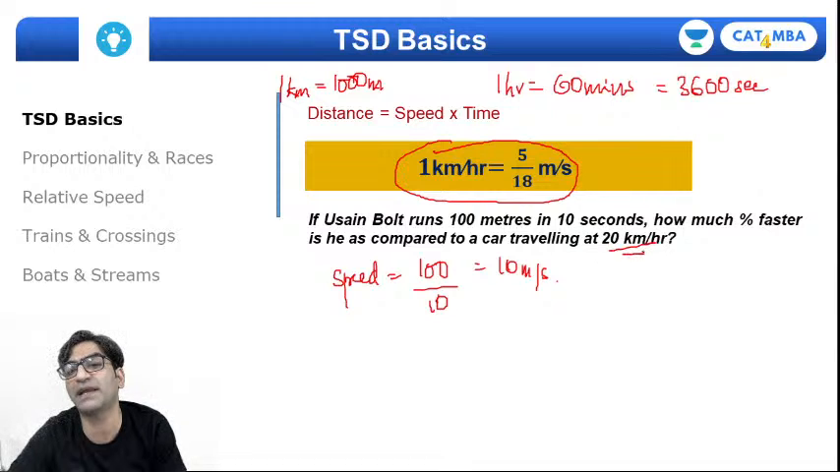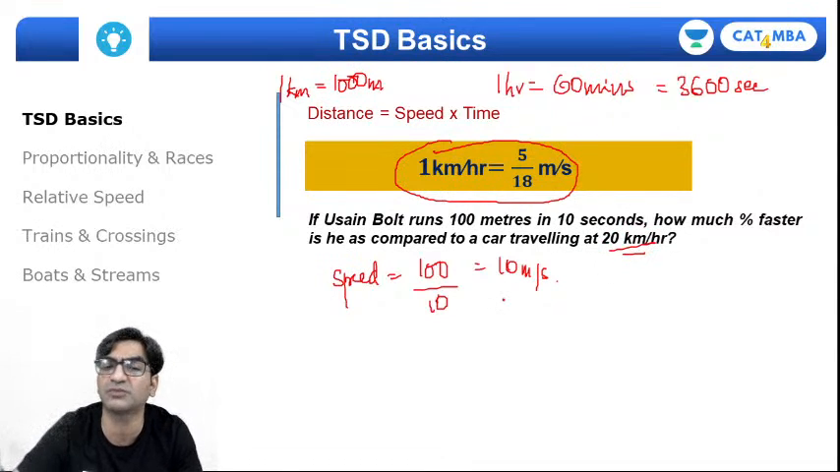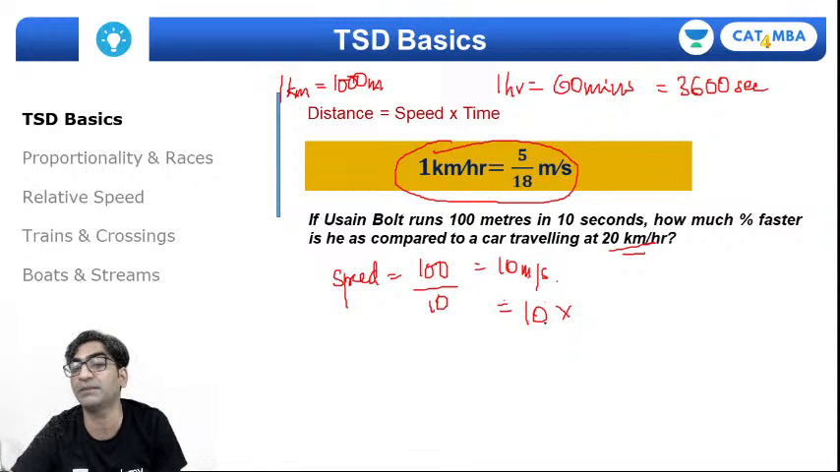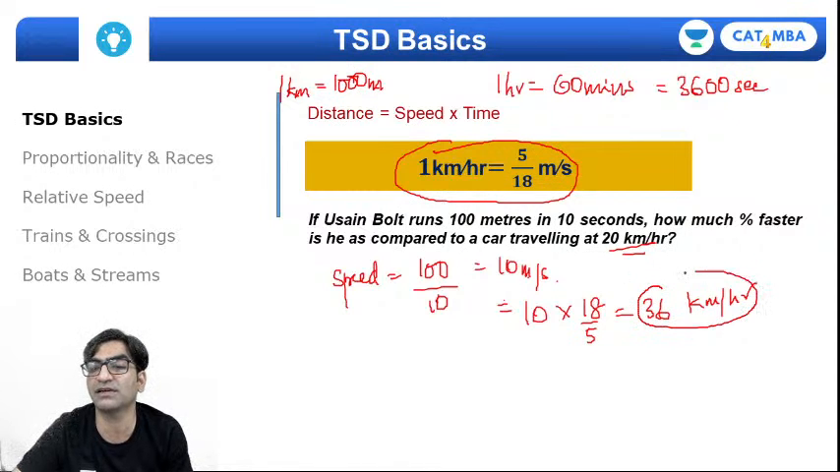But if I need to compare it with the car, I either convert speed of the car into meter per second or convert the speed of the person, Usain Bolt, into kilometer per hour. So let's do that. If I'm converting his speed into kilometer per hour, I know value will increase. From meter per second, it should increase. So 18 by 5, right? So that becomes 36 kilometers per hour. Acha. So he runs at 36 kilometer per hour.